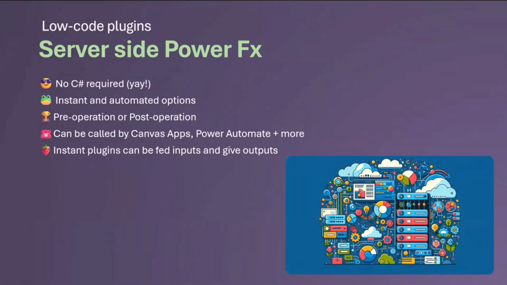So a common one is if I'm creating a contact in Dataverse and I want to use a full name, and I put in the first name and the last name, it will actually appear more or less straight away on the saving of that record because it's done pre-operation, which is great. And if we're using instant plugins, they can be fed inputs and give outputs as well. So what that means is I can give my plugin something to process, and it's going to give us a result as well. So they're great for that too.